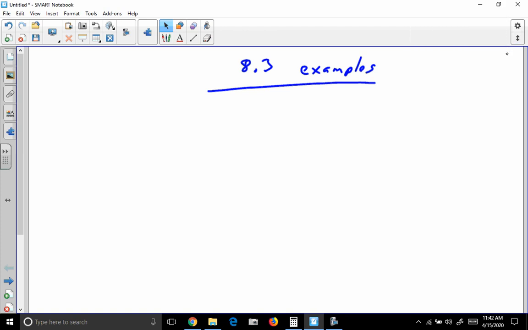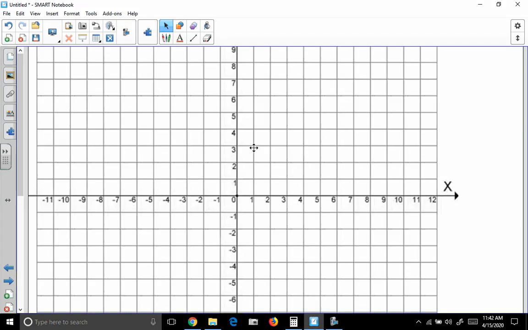So let's look at some examples from 8.3. If we start out by looking at complex numbers, let's look at plotting on the complex plane. The horizontal direction is the real direction. The vertical direction is the imaginary direction, or we sometimes refer to it as the y-i direction.